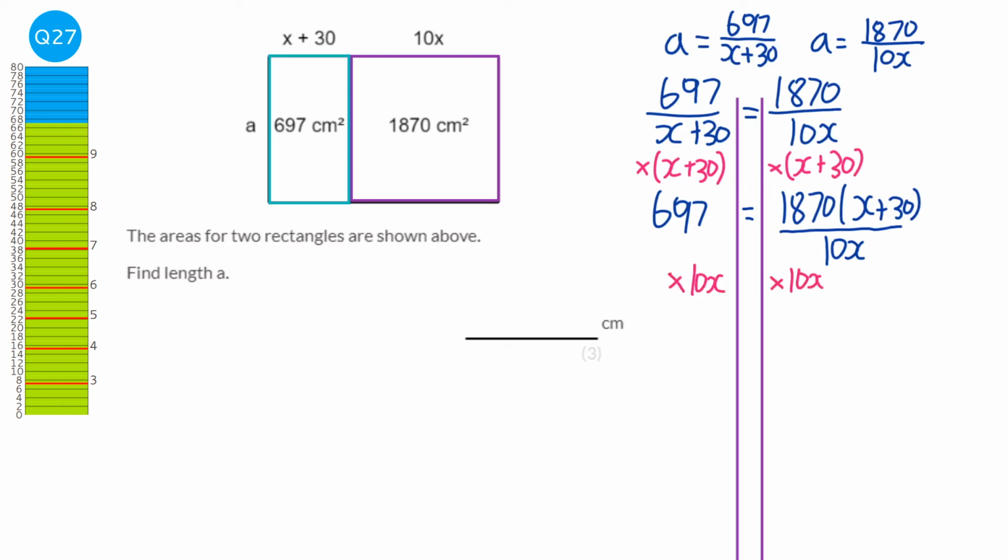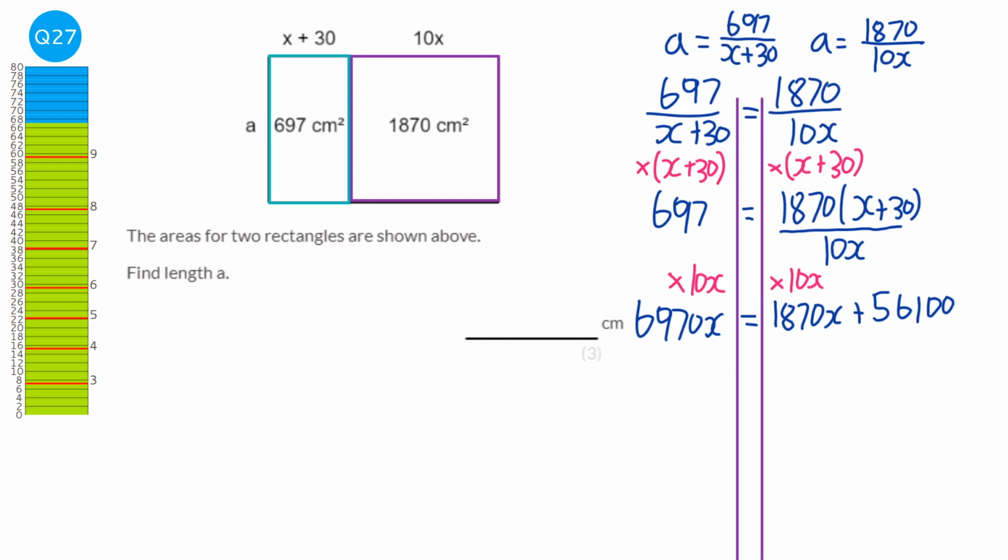So we've got 697 times 10, which would be 6,970x, because it's 10x. And it won't actually do anything to the right hand side, but I am going to expand the top, the numerator. It just gets rid of the denominator. So let's expand while I'm here. So that would be 1870x plus, was it 56,100? I believe that's right. Yep. Okay, so now we've got x's on both sides.